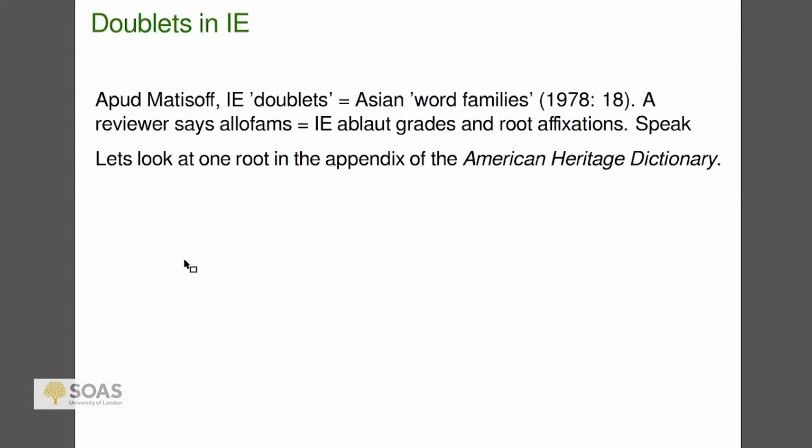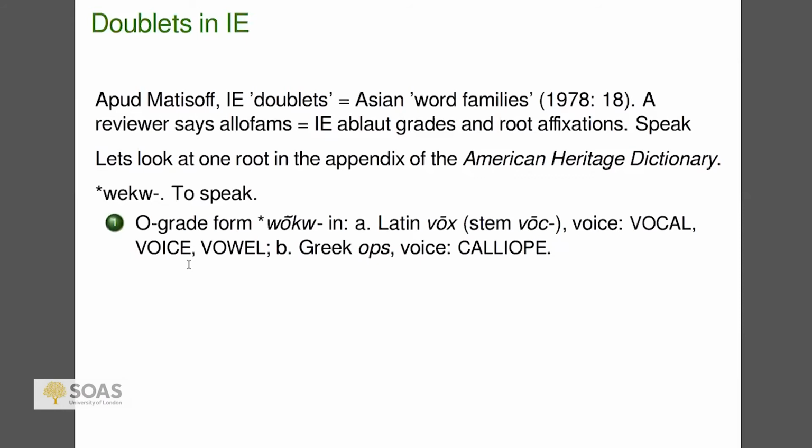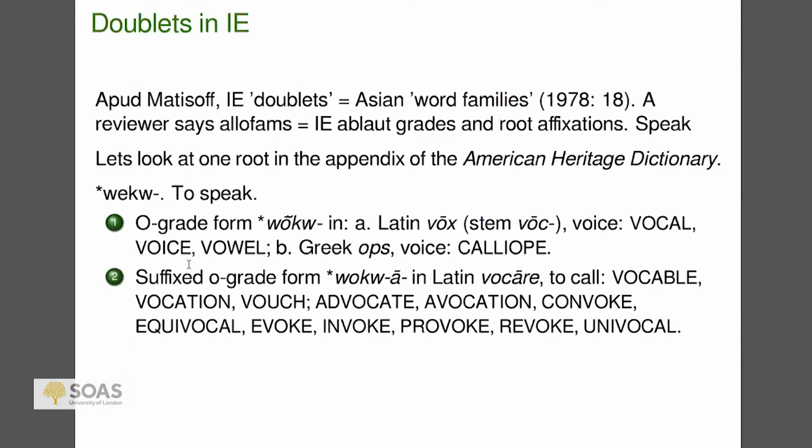So that reviewer drew attention to the following entry in the American Heritage Dictionary, which is an English dictionary that has an appendix of Indo-European roots. So here we have the Indo-European root wek, which means to speak. And we have the o-grade form, wok, which gives us Latin vox, and words like vocal, voice, and vowel in English, and gives us Greek ops, which comes into English with the word calliope. We have a suffixed o-grade, wokwa, which gives us all of these words, all from vocare in Latin.